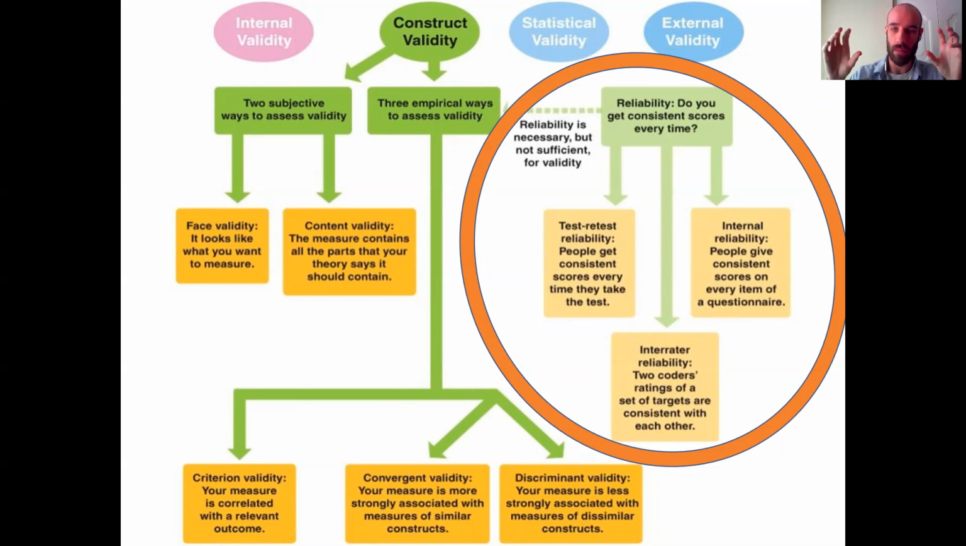So are the ratings consistent between those 3 people? In this case, 2 coders' ratings of a set of targets are consistent with each other. It just means that I have multiple people doing some sort of coding for me.